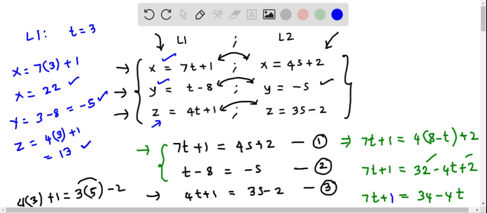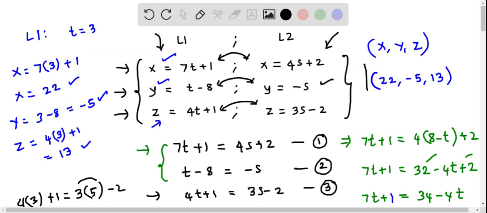So we say that the point of intersection of the two lines is x comma y comma z. This is the coordinate of the point of intersection. That is x is 22, y is negative 5, and z is positive 13. So this is the point of intersection of the two lines.